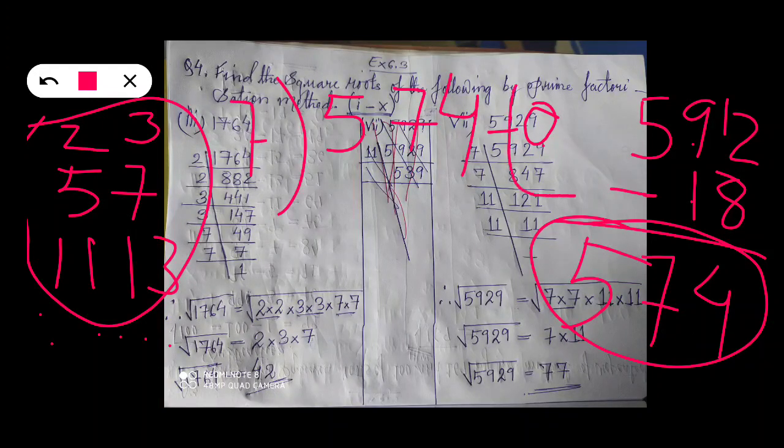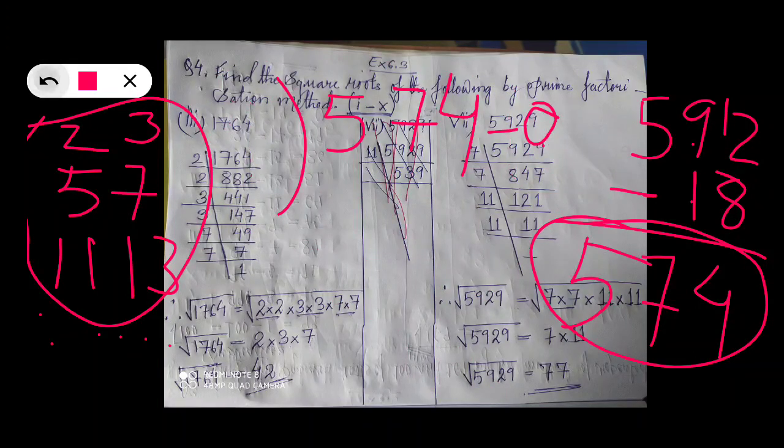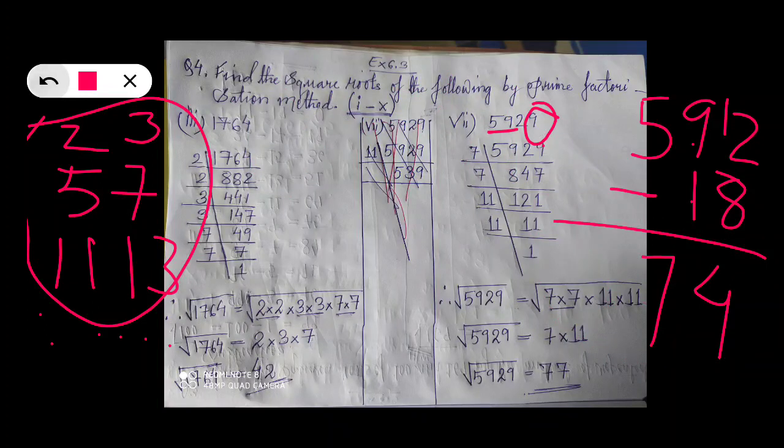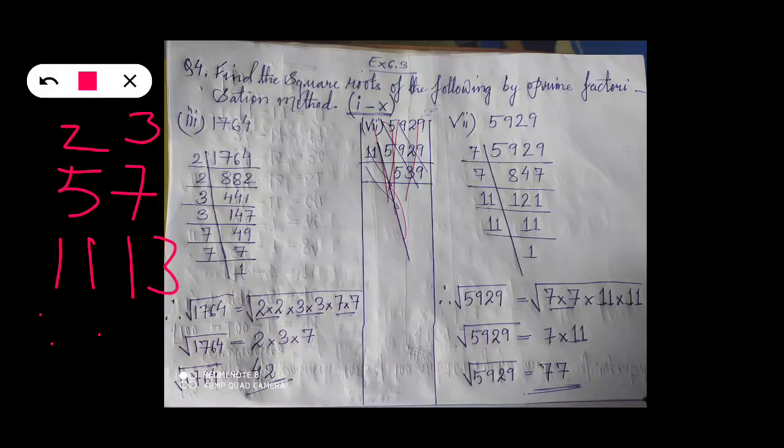Let me check. 7 8s are 56. Subtracting, you get 1. What will come down? 4. 7 2s are 14. See, it is divisible by 7. That means the entire number is divisible by 7. This is how we will know whether a number is divisible by 7 or not. Okay, now see, that means this is divisible by 7.